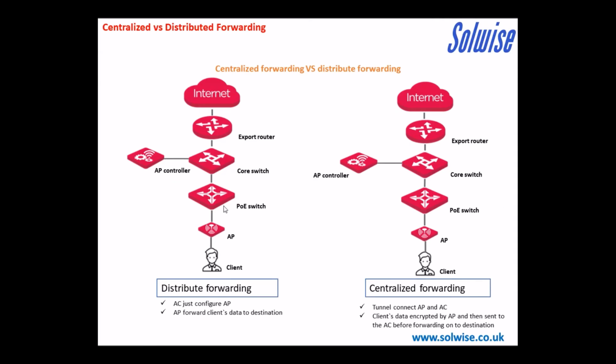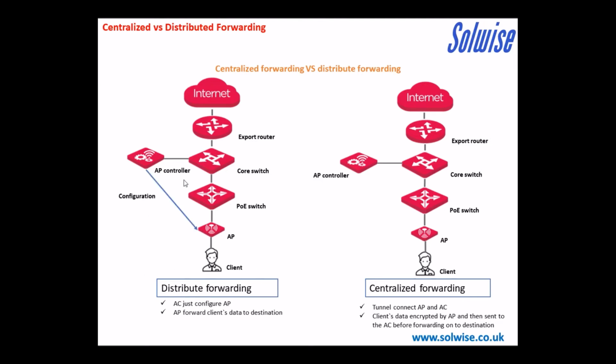So let's look at these two aspects of it. We've got centralized forwarding versus distributed forwarding. In distributed forwarding, you configure the APs, and from that point on, the client sends the data through the access point, and the access point then forwards it to the ultimate destination. So if the client's trying to get onto the internet, he says, right, I want to send the data to the default gateway, be that 192.168.1.1 or whatever, and the AP then looks at its routing table and sends that data onto the router and hence to the outside world.